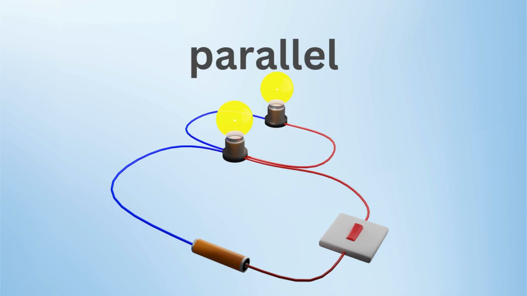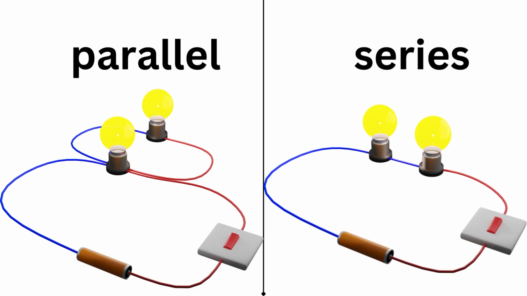While in parallel circuits, components are connected side by side. So, current is divided. Some current goes to one side and the other goes to the other side. Here is a picture of both circuits, parallel and series circuits. So, you can easily observe the difference between both circuits.